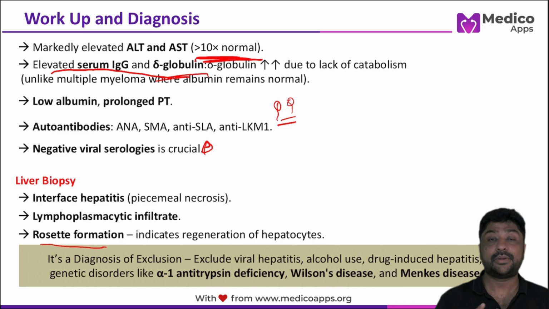Finally, always remember this is a diagnosis of exclusion. That means we must rule out other causes such as viral hepatitis, alcohol related damage, drug induced hepatitis, and genetic disorders like alpha 1 antitrypsin deficiency, Wilson's disease, and Menkes disease.